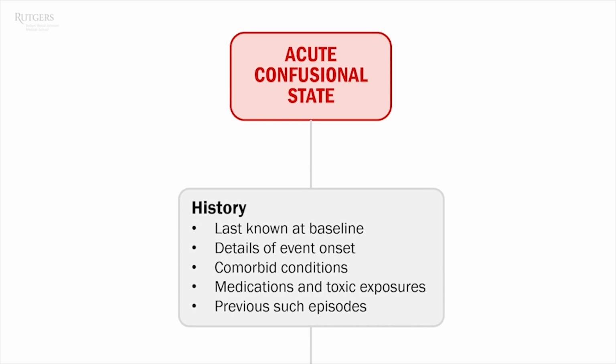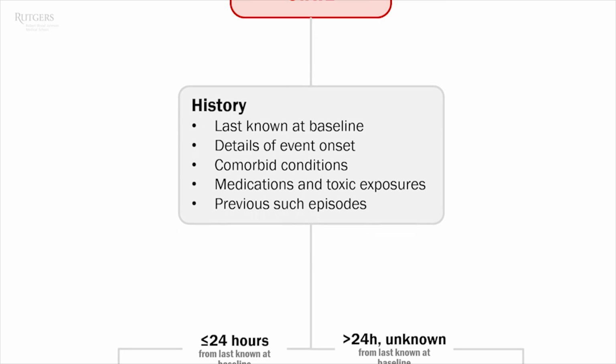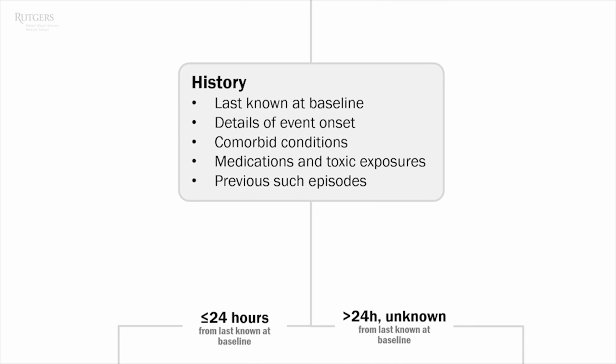History is still key. Doesn't matter if the patient's comatose. You might need to make some phone calls since the patient's usually unable to help you here, but you still have to gather history. The time last known at baseline is extremely important when you're considering eligibility for any kind of stroke interventions. And the description of the actual event, past medical history, medications, toxic exposures, any previous episodes, all of these can give you a clue to pathology.